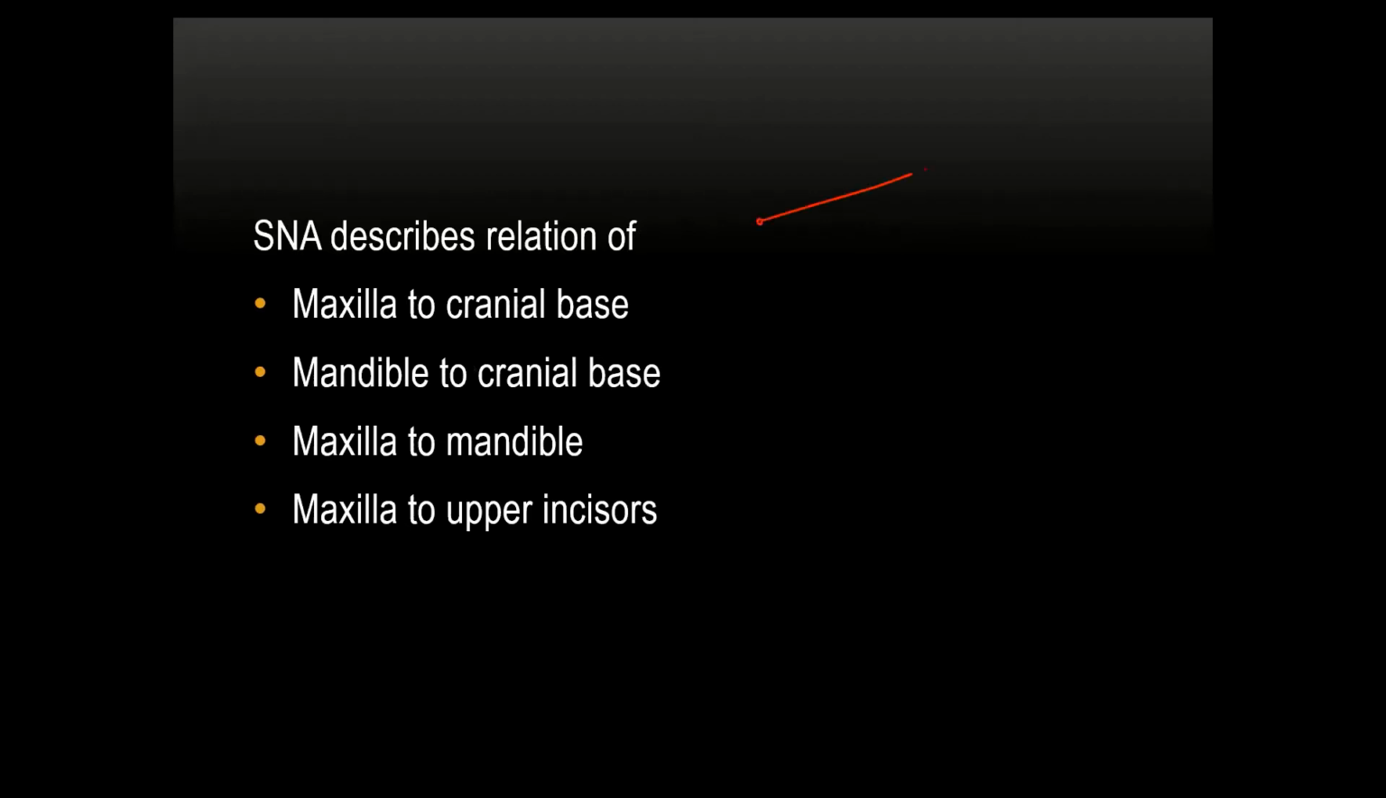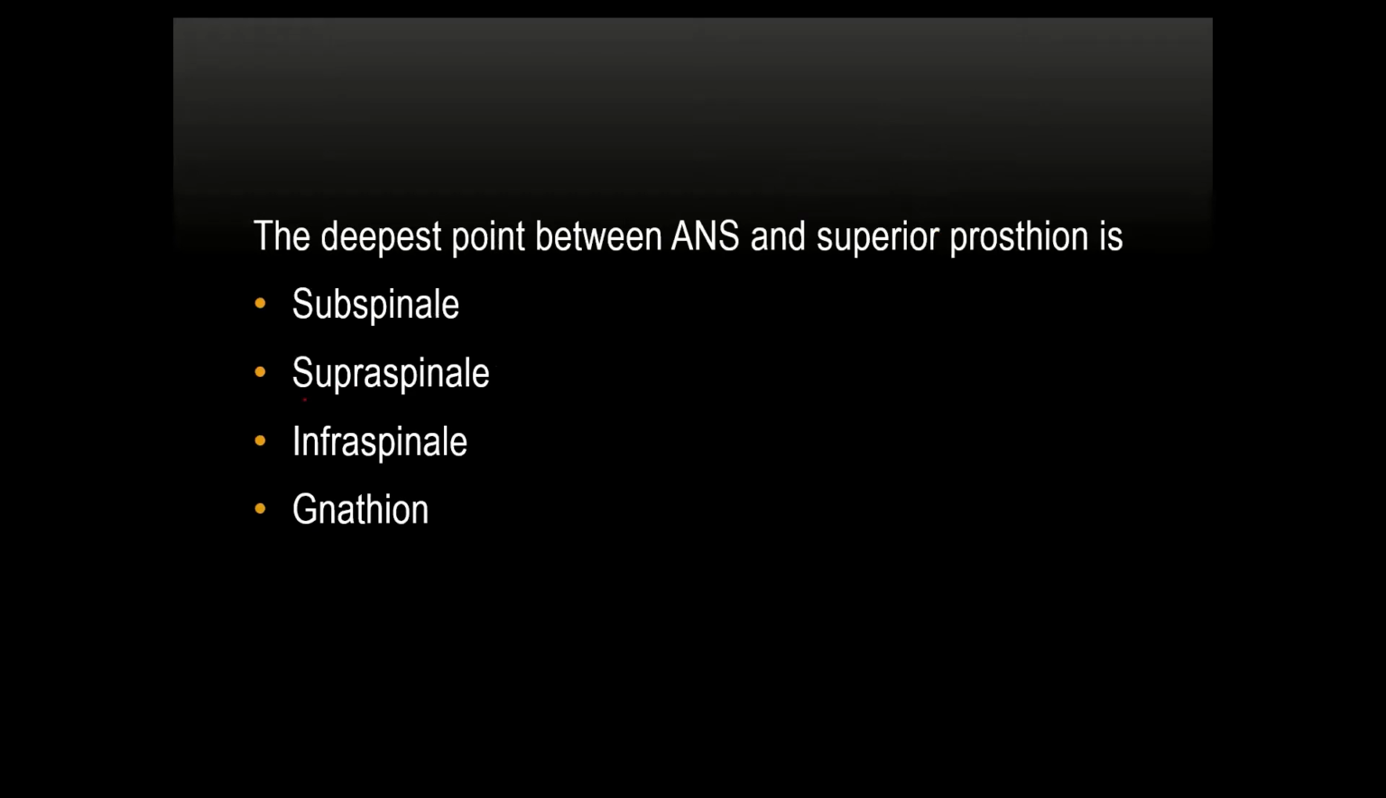SNA means SN and A point. Okay, so SN is on the cranial base, and A point is on maxilla. So what it describes? It describes the relationship of maxilla with the cranial base. Very good.